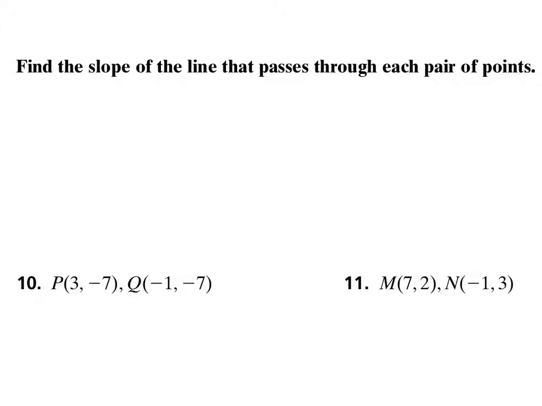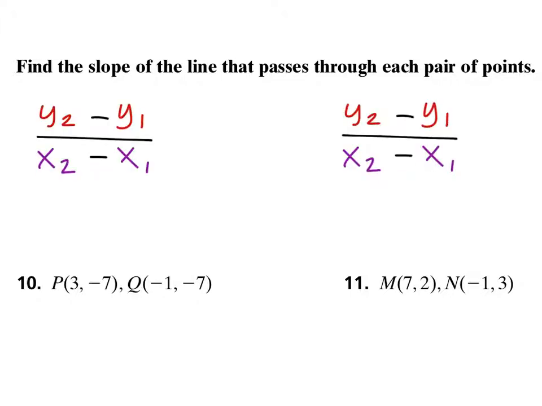Alright, so for numbers 10 and 11, we're going to use the formula again. And that's for both of these. We just need to define which is x1 and y1 and x2 and y2. So I'm going to say that, again, the first point would be x1 and also y1. And then the second point, that would be x2 and the y2 values. So I just need to go into the formula and replace all 4 of these. So x1 was 3, and y1 is negative 7, x2 is negative 1, and y2 is negative 7.